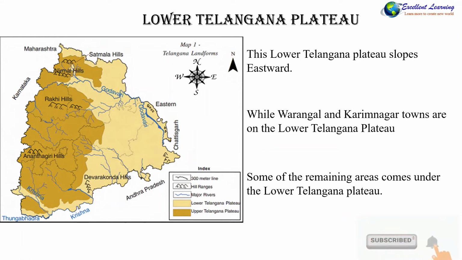Children, let us see about the Lower Telangana Plateau. Children, look at this Telangana map. The light sandal color shows the Lower Telangana Plateau. This Lower Telangana Plateau slopes eastward, while the Warangal and Karimnagar towns and some of the remaining areas come under the Lower Telangana Plateau.